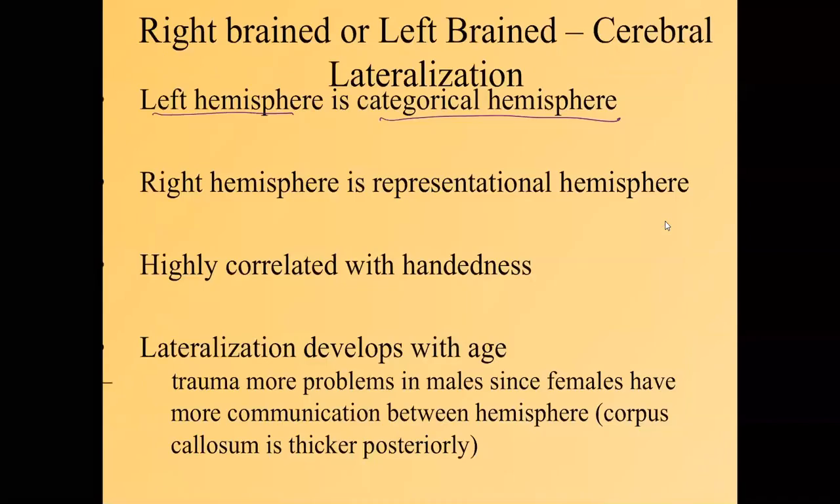Okay, so basically we say if you're left brain, that's like your math and science, in theory. And then the right brain is going to be like the art part. Okay, they say that it's highly correlated with handedness. I don't know about all this. Lateralization develops more as we age.